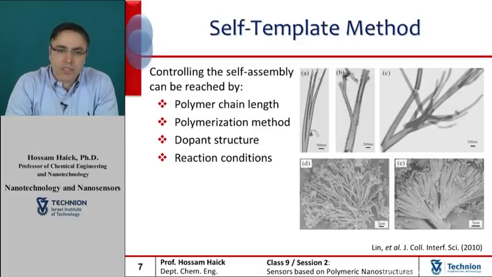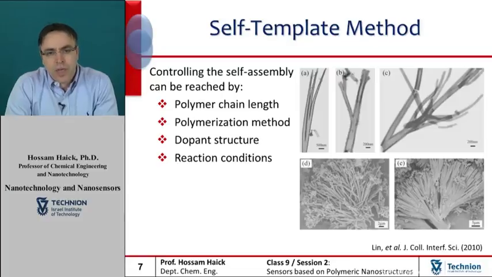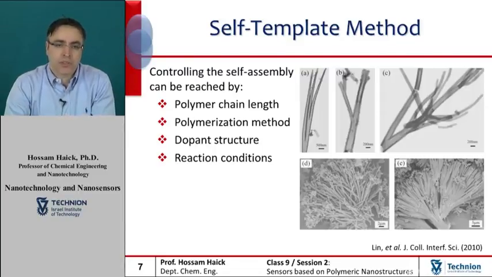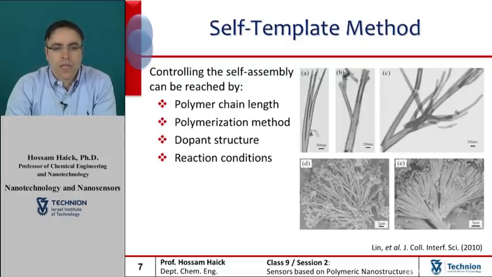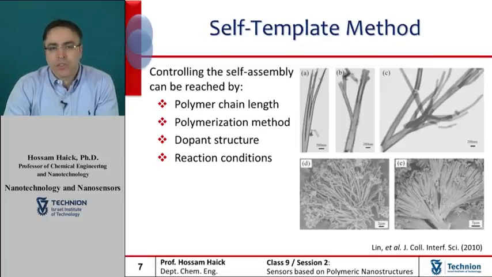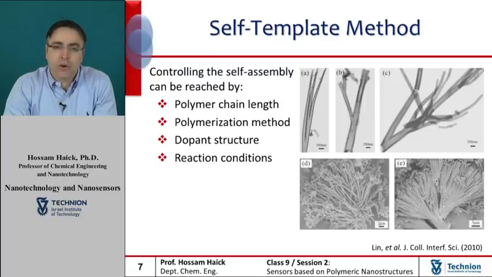In the self-template synthesis described on the current screen, the monomer of conducting polymers or its salt forms micelles by themselves, which act as templates for the formation of nanostructures. So far, researchers have conducted thorough research in this field regarding the universality, controllability, and self-assembly mechanism by changing the polymeric chain length, polymerization method, dopant structure, and reaction conditions. The researchers have synthesized a variety of micro or nanotubes, nanofibers, and nanotube junctions with this approach.